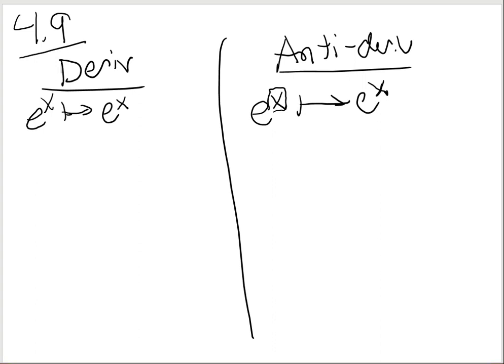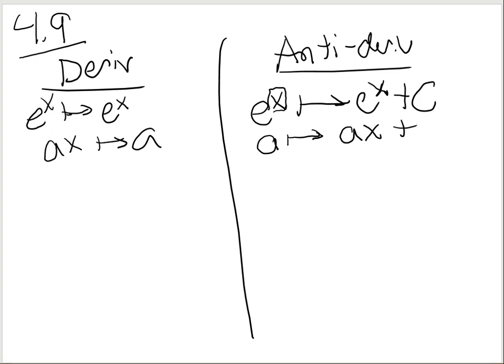Before, if you had some number, I'll call it a, times x, that went to just a. So if we want to go in reverse, you start with a constant. Now you're not going to 0, you're going to that constant times x. All these are plus c.